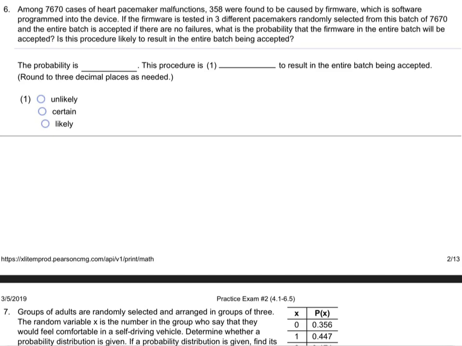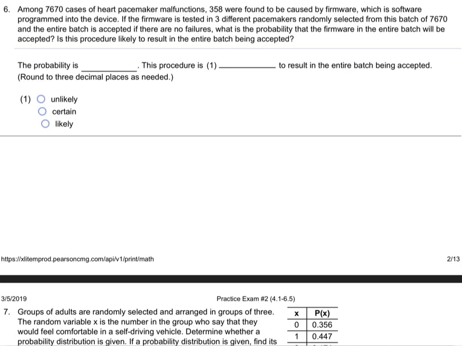So, among 7,670 cases of a heart pacemaker malfunction, 358 were found to be caused by firmware, which is software programmed into the device. If the firmware is tested in 3 different pacemakers, randomly selected from the entire batch of 7,670, and the entire batch is accepted if there are no failures, what's the probability the entire batch will be accepted? Yeah, these are all former homework problems. Remember, this is a hard one.